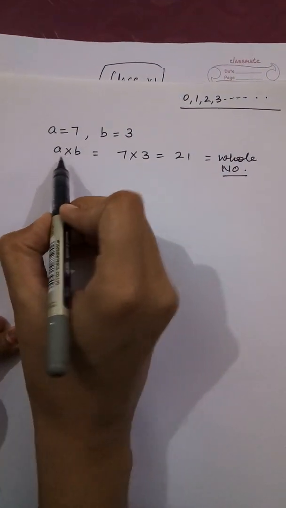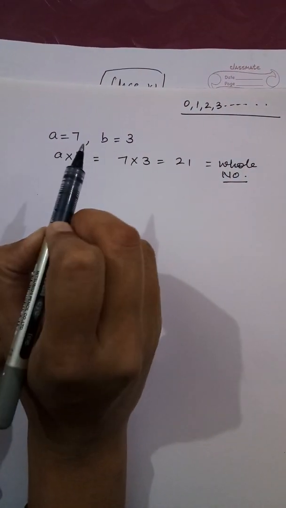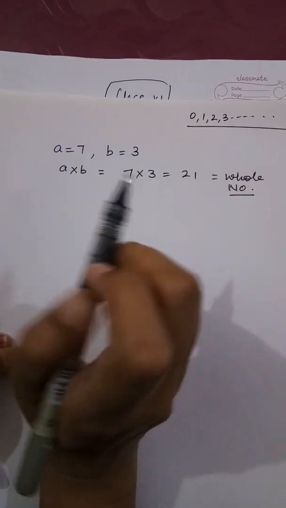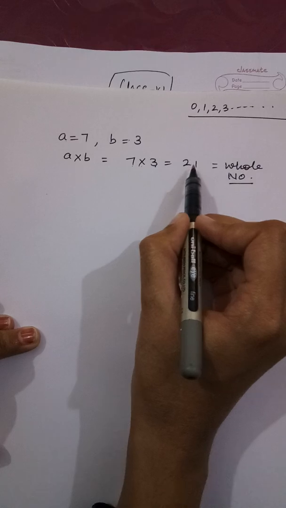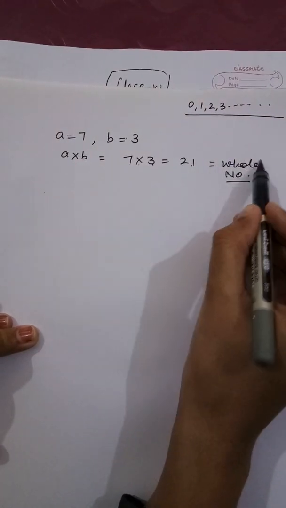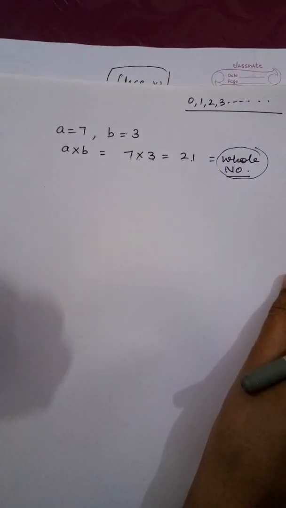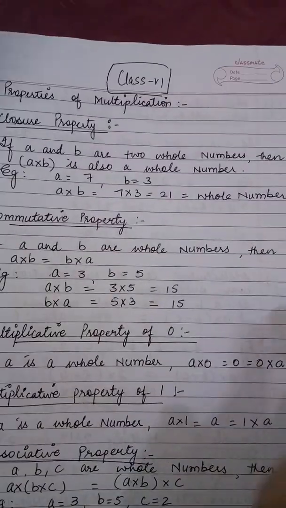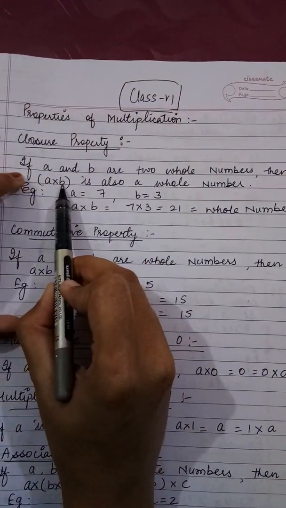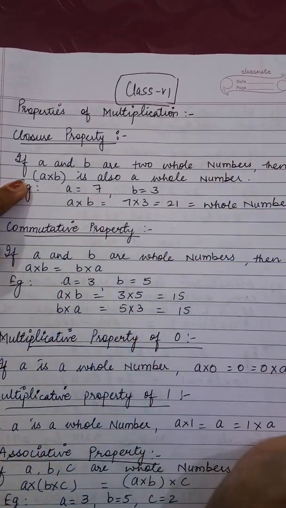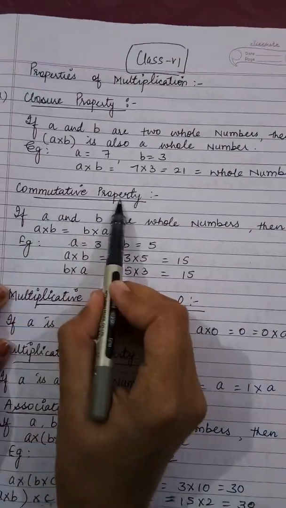So when I multiply these two numbers, 7 into 3, what is the answer? 21, and 21 is a whole number. So that means the closure property is satisfied. So the closure property is, if I take any two whole numbers and multiply them, the answer is also a whole number. Now let's move to the commutative property.